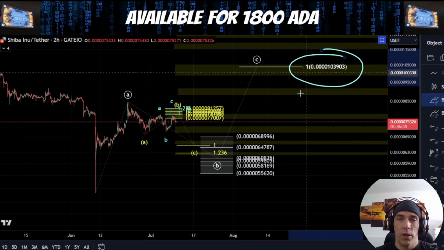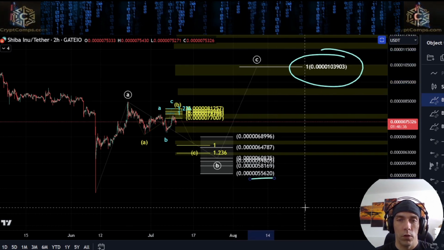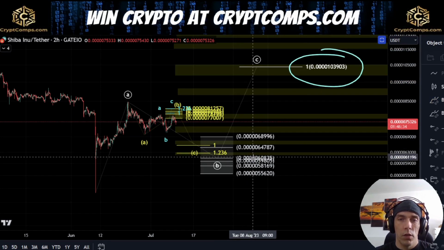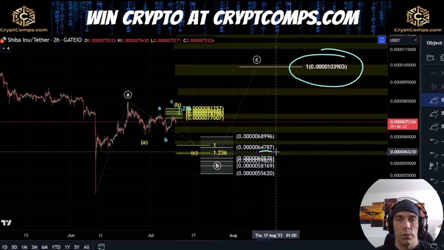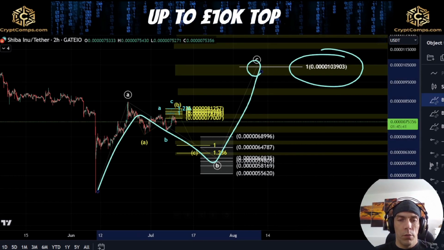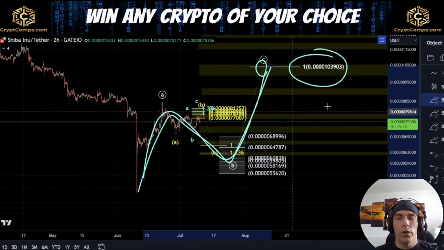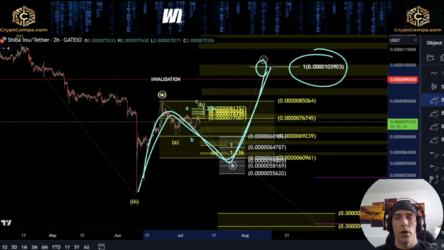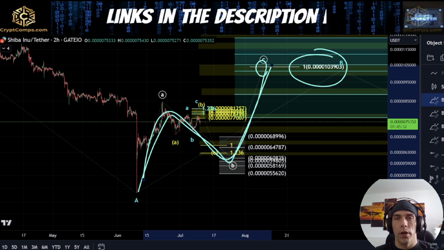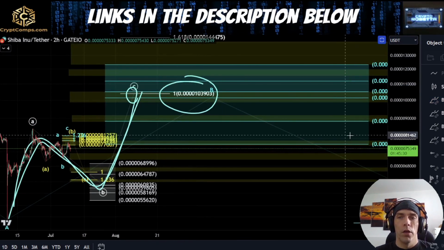Now, if we do see something like this, and we do look to hold this zone of this 55620 to this area here of this 64787, potentially what we could see is that this is just a 3-wave move to the upside here, and this would align with the bigger count here where we're actually looking for the idea of having a B wave to the upside.